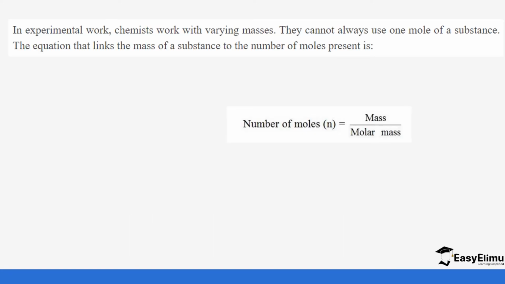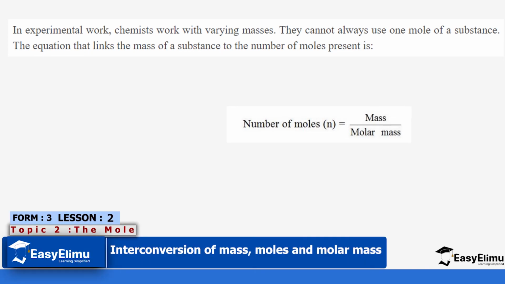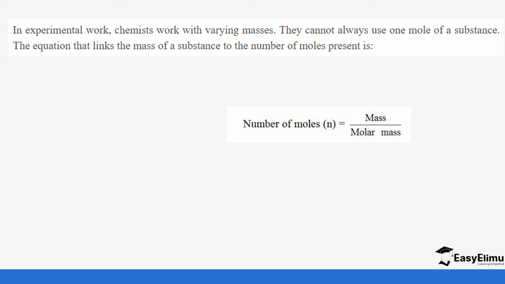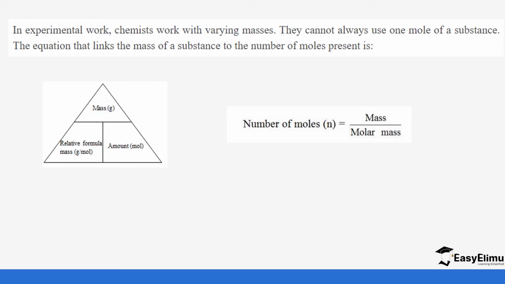In experimental work, chemists usually work with varying masses. They cannot always use one mole of a substance, because in the previous lesson we were just talking about one mole, one mole, one mole. Sometimes you can have different masses, and masses can cause a change in the moles being used. So it is important to be able to know how we can calculate the number of moles that we have if the mass changes.